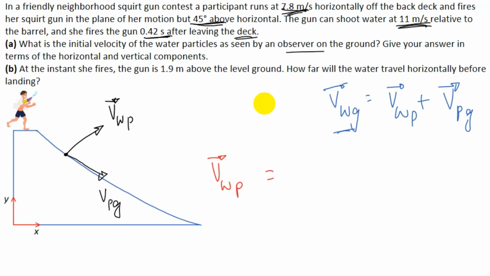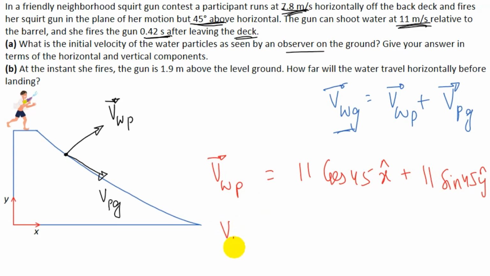Now she fires the gun at an angle 45 degrees above horizontal, and it also says that gun can shoot water at 11 meter per second relative to barrel. So basically this will be 11 cosine 45 x cap plus 11 sine 45 y cap. This will be the velocity of water relative to person. Now next, the velocity of person relative to ground.